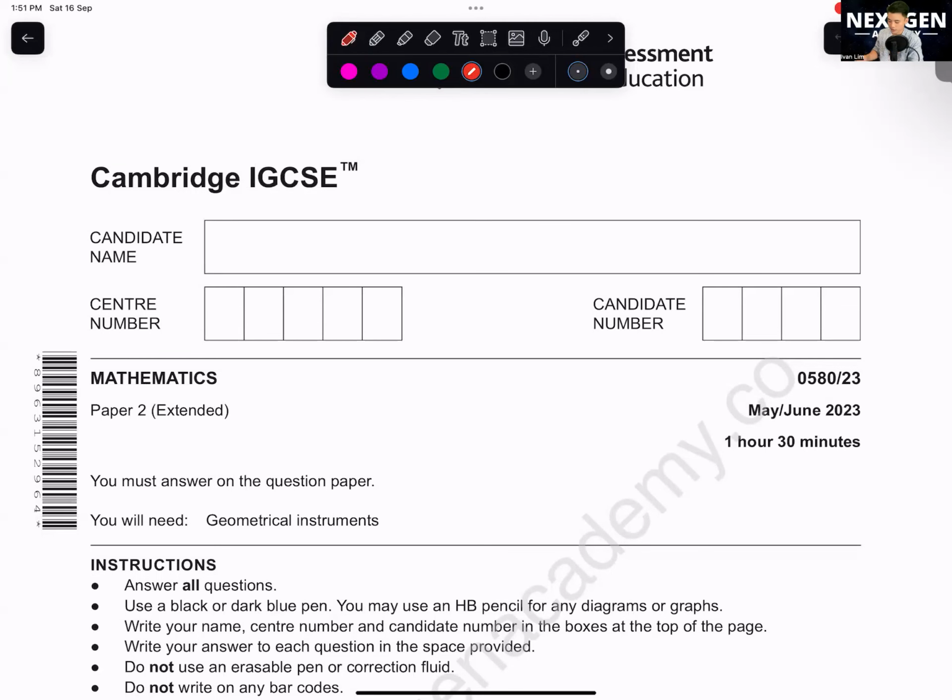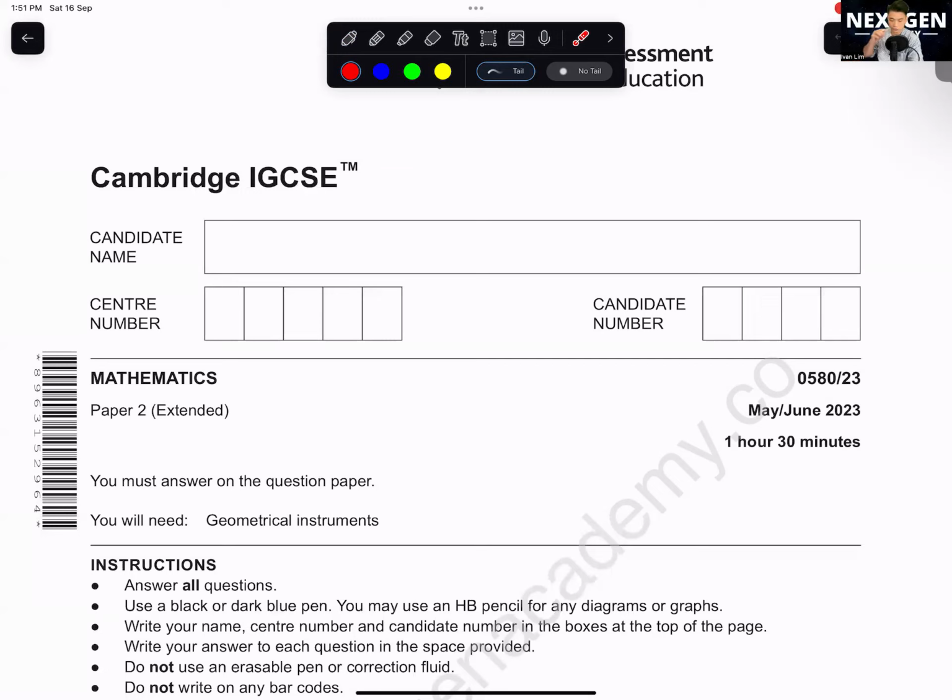All right, we are going to go through this paper, May-June 2023, paper 2-3. Okay, we'll quickly do the entire thing very fast. After this, we will be doing the topic on graph, because graph is one of the topics that has a lot of marks. Okay, so have the other paper prepared.